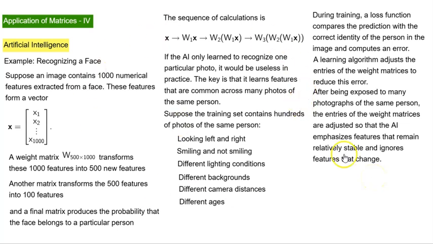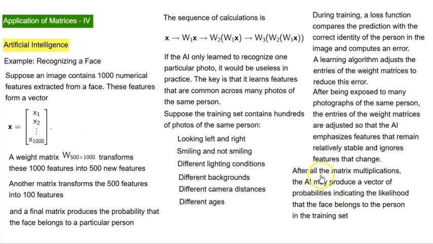I'm giving a very simple view of what is happening and how matrices are being used in artificial intelligence. Now, after all the matrix multiplications, the AI may produce a vector of probabilities, indicating the likelihood that the face belongs to the person in the training set. Thus, the AI gradually extracts increasingly meaningful information from the image.